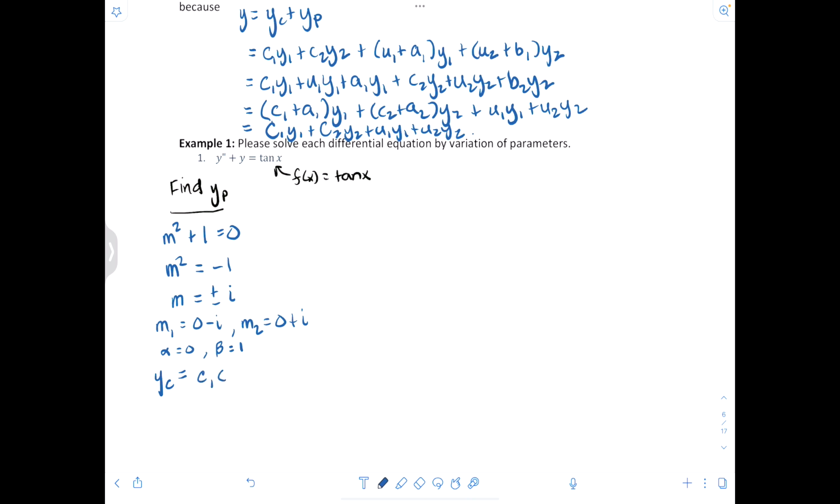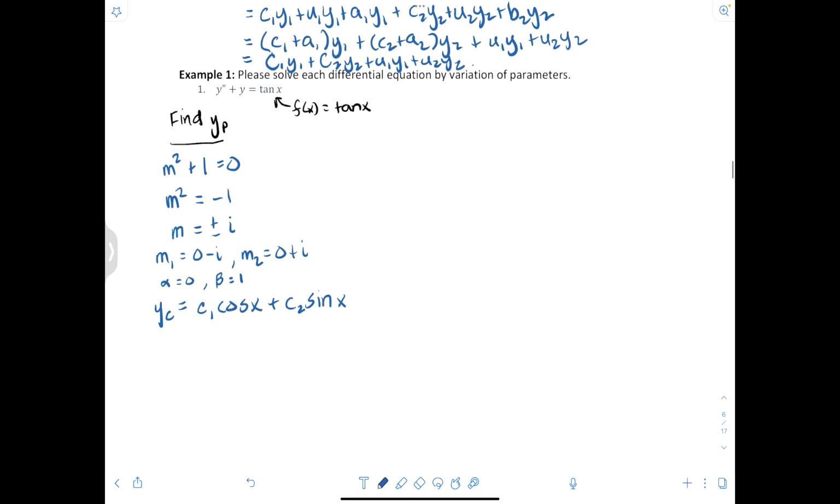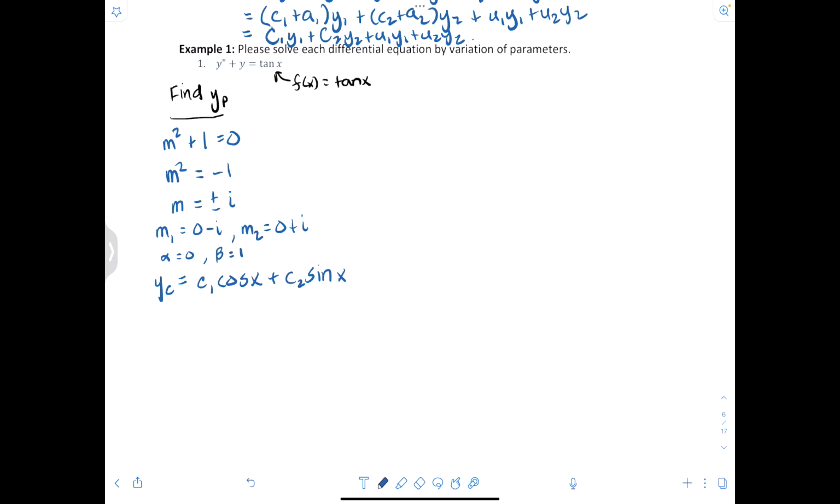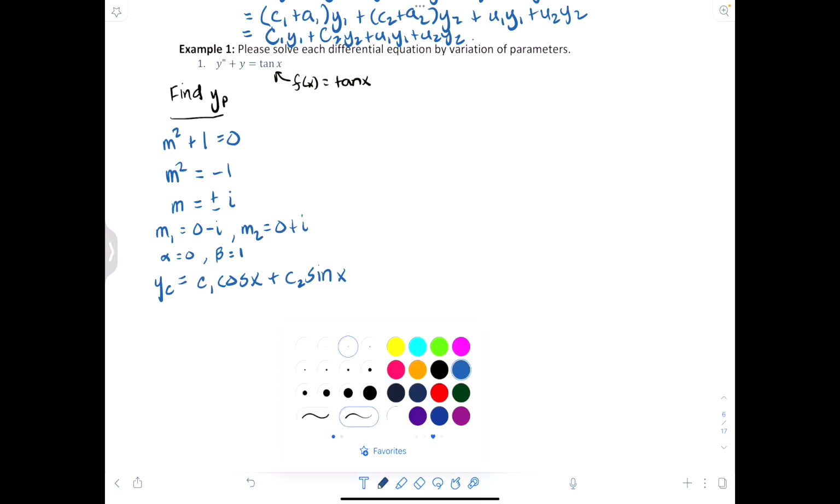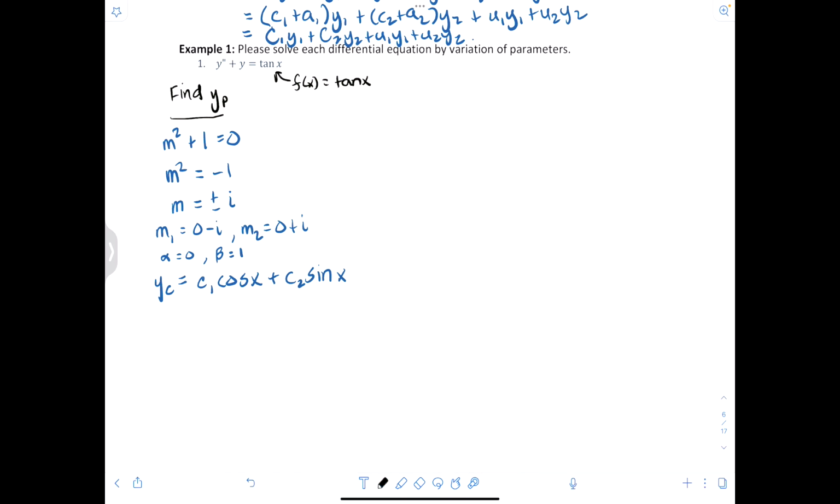So our yc is going to be c1 cosine x plus c2 sine x. The beta goes with the angle. If we had had alpha something other than 0, we would have had e to the alpha x. That's back in a prior section. So hopefully you're cool with that. Now that's our complementary. So we've also got our f of x. So now we want to work with the Wronskians, okay?